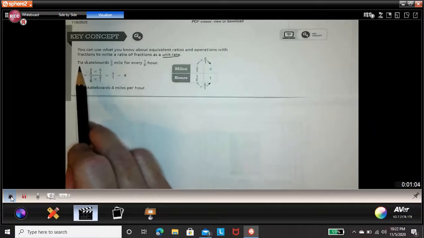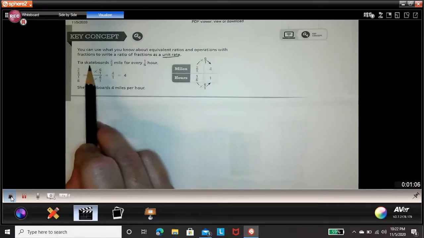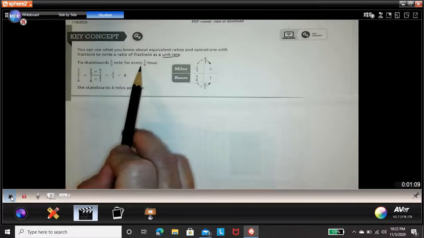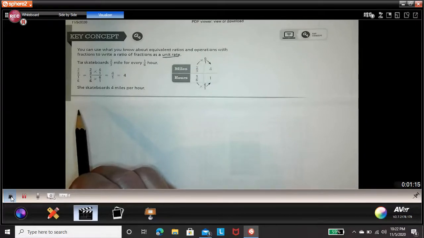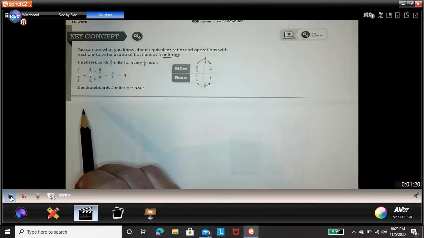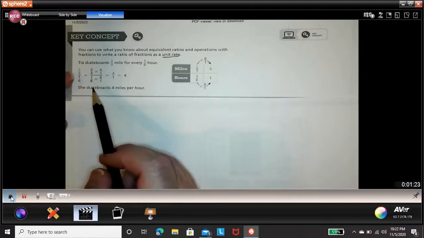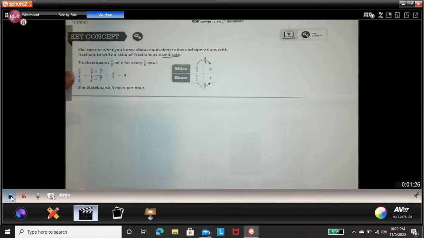The question under this section says that Tia skateboards 2/3 mile for every 1/6 of an hour. So it's a very weird rate because of the fractions, and it's hard to understand unless we convert it to the unit rate. Let's begin by setting up our complex fraction. Since we naturally say miles per hour, not hours per mile, we're going to start from top to bottom and write the number for miles, followed by, in the denominator position, the number for hours.